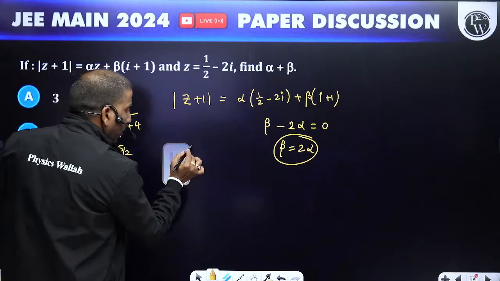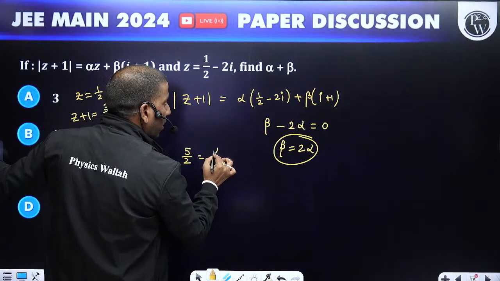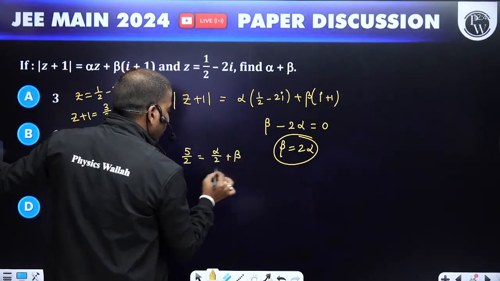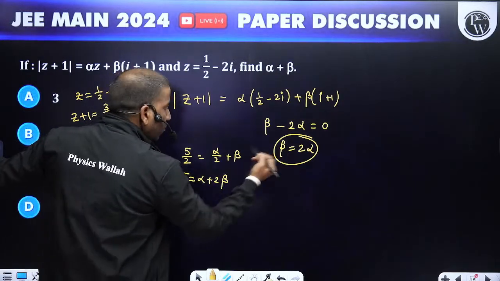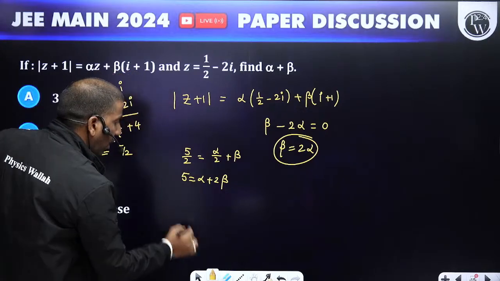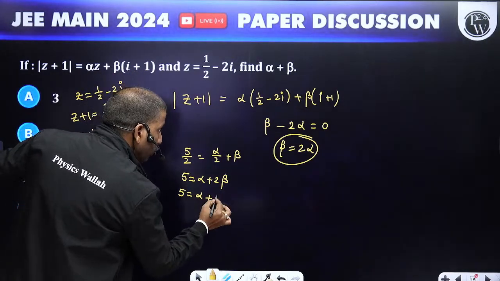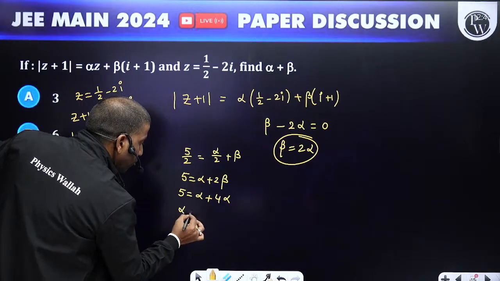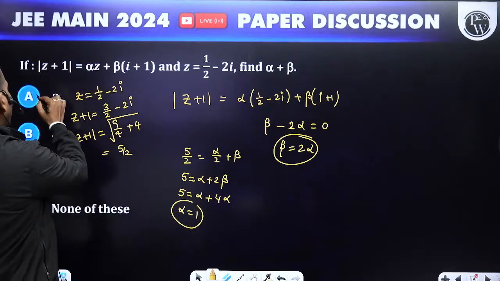So this is 5 by 2. 5 by 2 is equal to the real part, alpha by 2 plus beta. That's all. 5 is equal to alpha plus 2 beta. Already we got a relation, beta is 2 alpha. So 5 is equal to alpha plus 2 beta. So that means 5 alpha. Alpha is equal to 1. So beta is equal to 2. So alpha plus beta is 3.